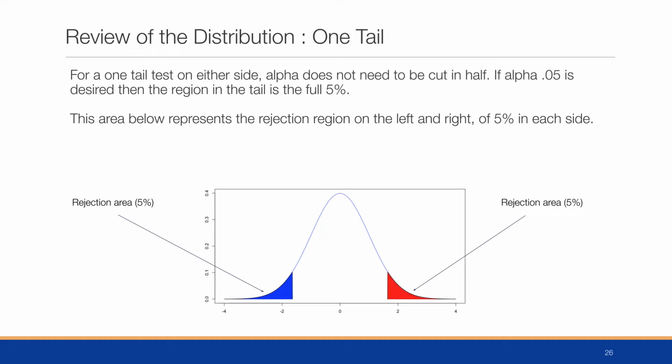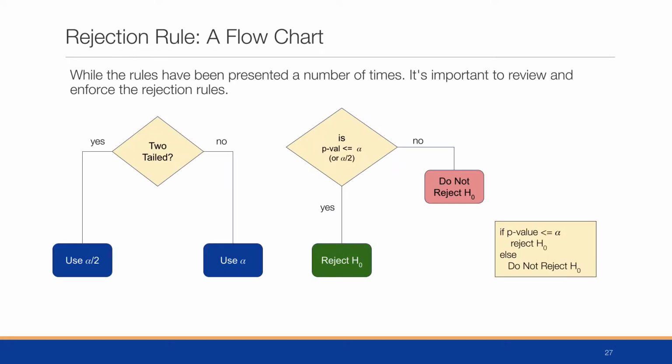In a one-tail test, we do not need to cut it in half. So if alpha is 0.05, then the desired region in the tail is the full 5% by itself. This area below, the blue or the red, is the entire rejection region on the left or on the right, depending on if you're looking at the one tail on the right side or the one tail on the left side. Even though we've talked about it, it might be easier to review in a graph.